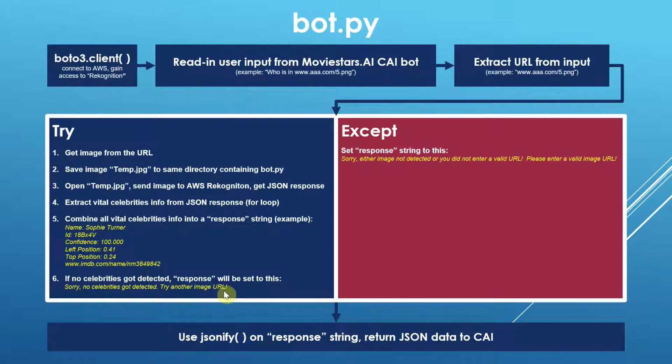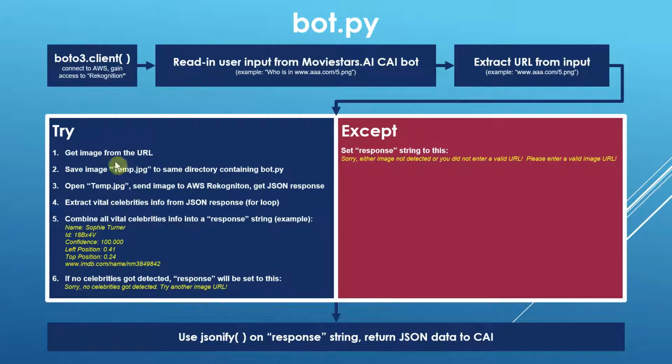Try another image URL. So if you put in an image of a burger, basically the URL points to an image of a hamburger on the internet, what will happen is that there's nobody inside, so the response string will become empty. To make sure you are explaining to the user what's going on, you have to set the response string to tell people that there's no celebrity detected. And so the user understands what's going on.